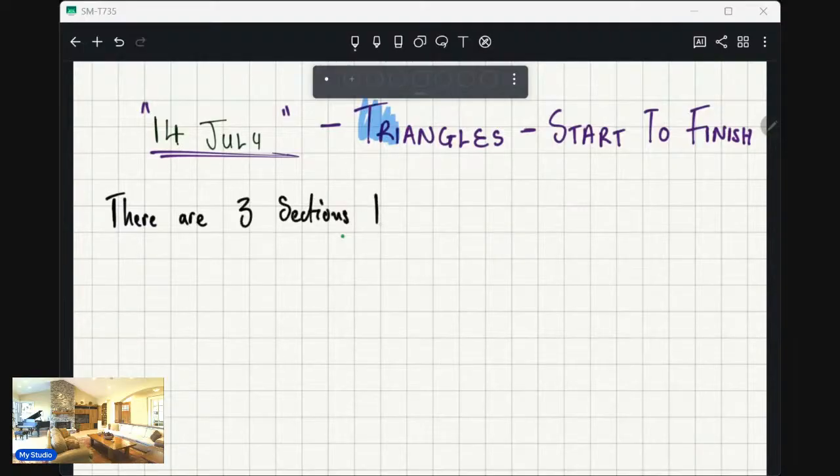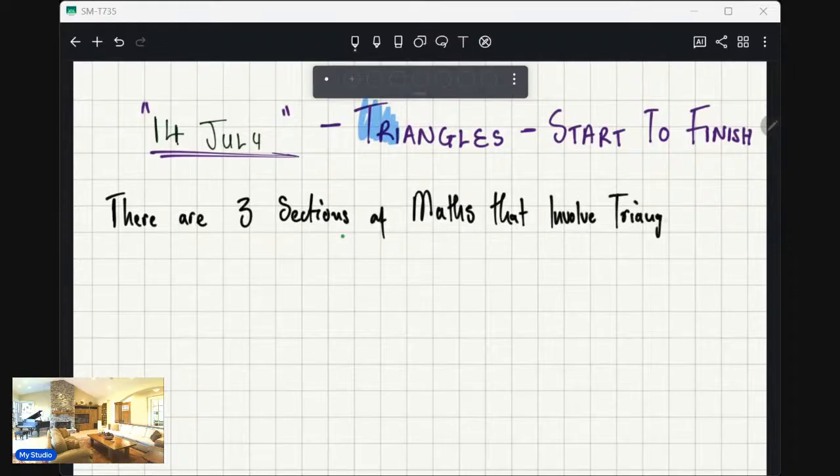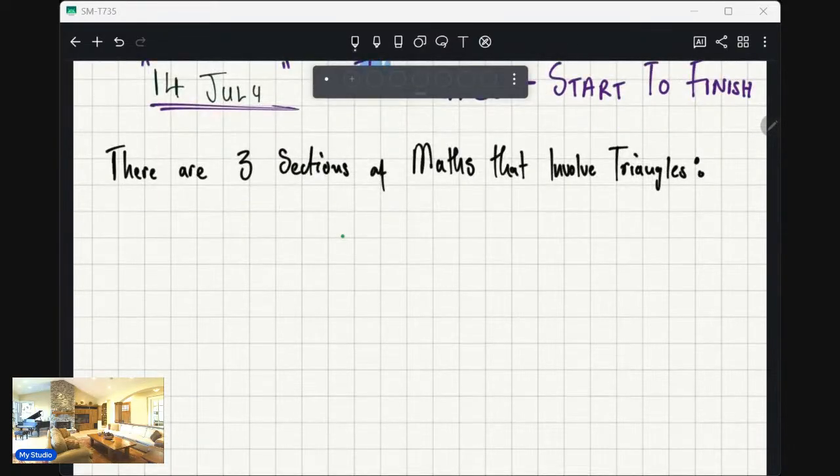There are three sections of maths. Yes, can you hear me? There are three sections of maths that involve triangles. Okay? Triangles have three sections. Are we together? When you want to know how to solve triangles, there are three sections of maths to know. The first one, or the third one, we start with the third one. Listen closely. Listen to this.